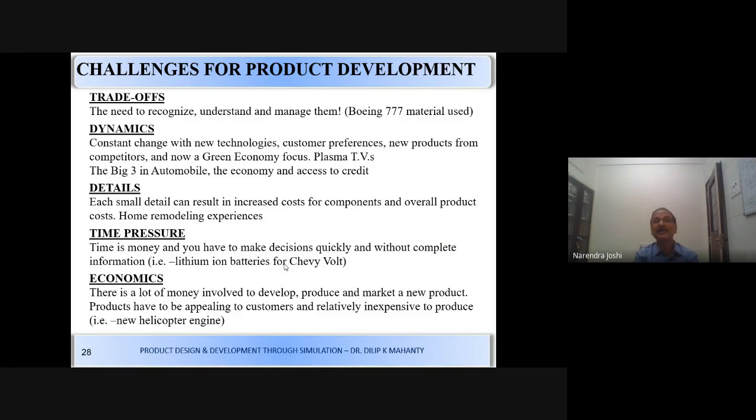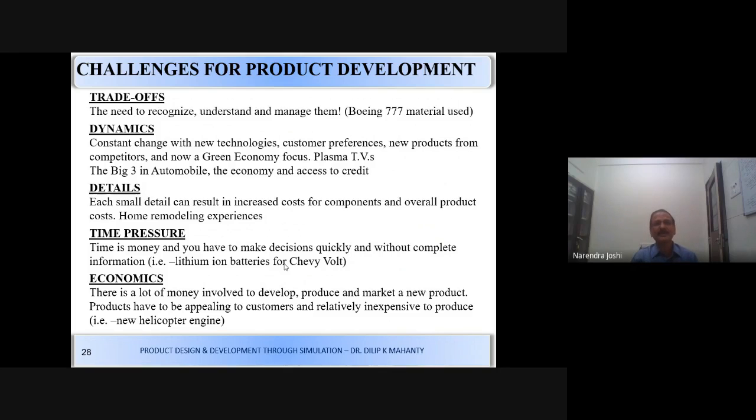What's the Boeing 777 metal used? Composite materials. The interesting aspect, the majority of the Boeing plane is composite. We have trade-offs. Dynamics, constant changes, new technologies, customer preference, new products from competitors, and now a green economy focus. Transmission is a very important aspect of this. The big three in automobiles, the economy and access to credit. All these are very much changing over time.